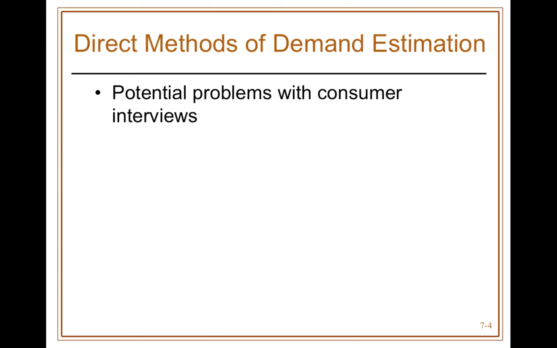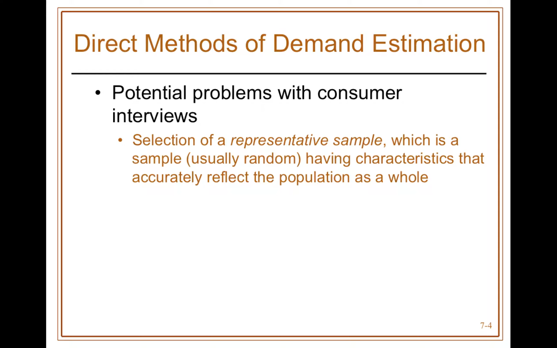Well, the first problem is selection of a representative sample, which is a sample which is usually random, having characteristics that accurately reflect the population as a whole. So let me ask you guys this. If you are calling for a representative sample for your product and you call people on home phones, do you think that that would provide you with a representative sample?